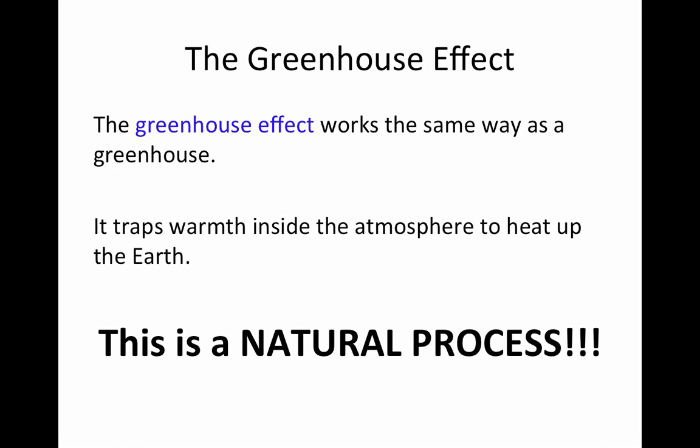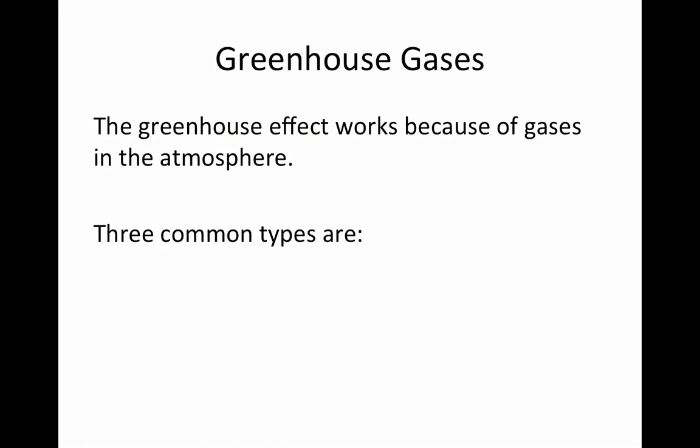But the problem is that people have changed this natural process. What's happening to our planet now is no longer totally natural, and we're going to see why that is in a minute. So the greenhouse effect works because of gases in the atmosphere. There are three common types of gases: carbon dioxide, methane, and water vapor.